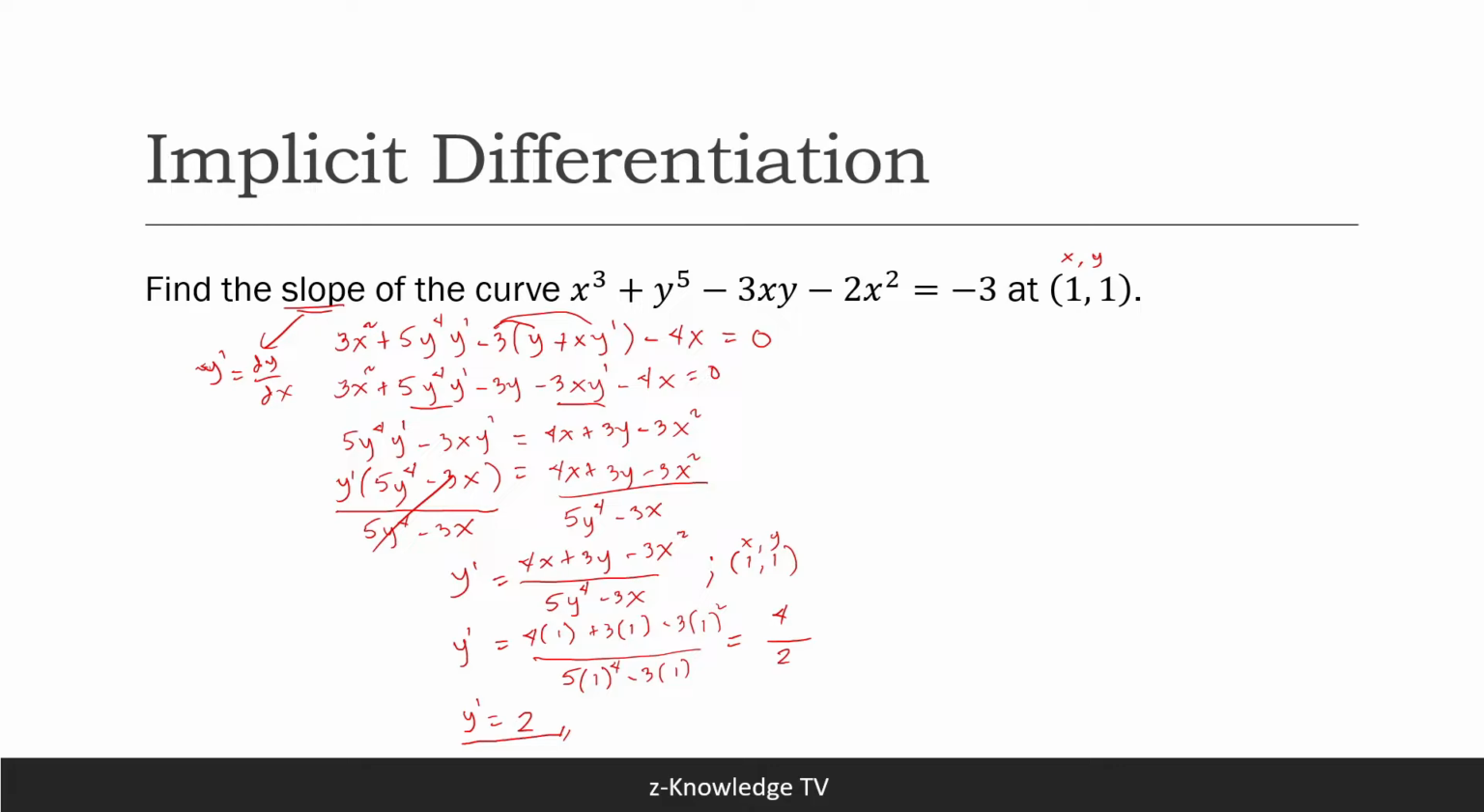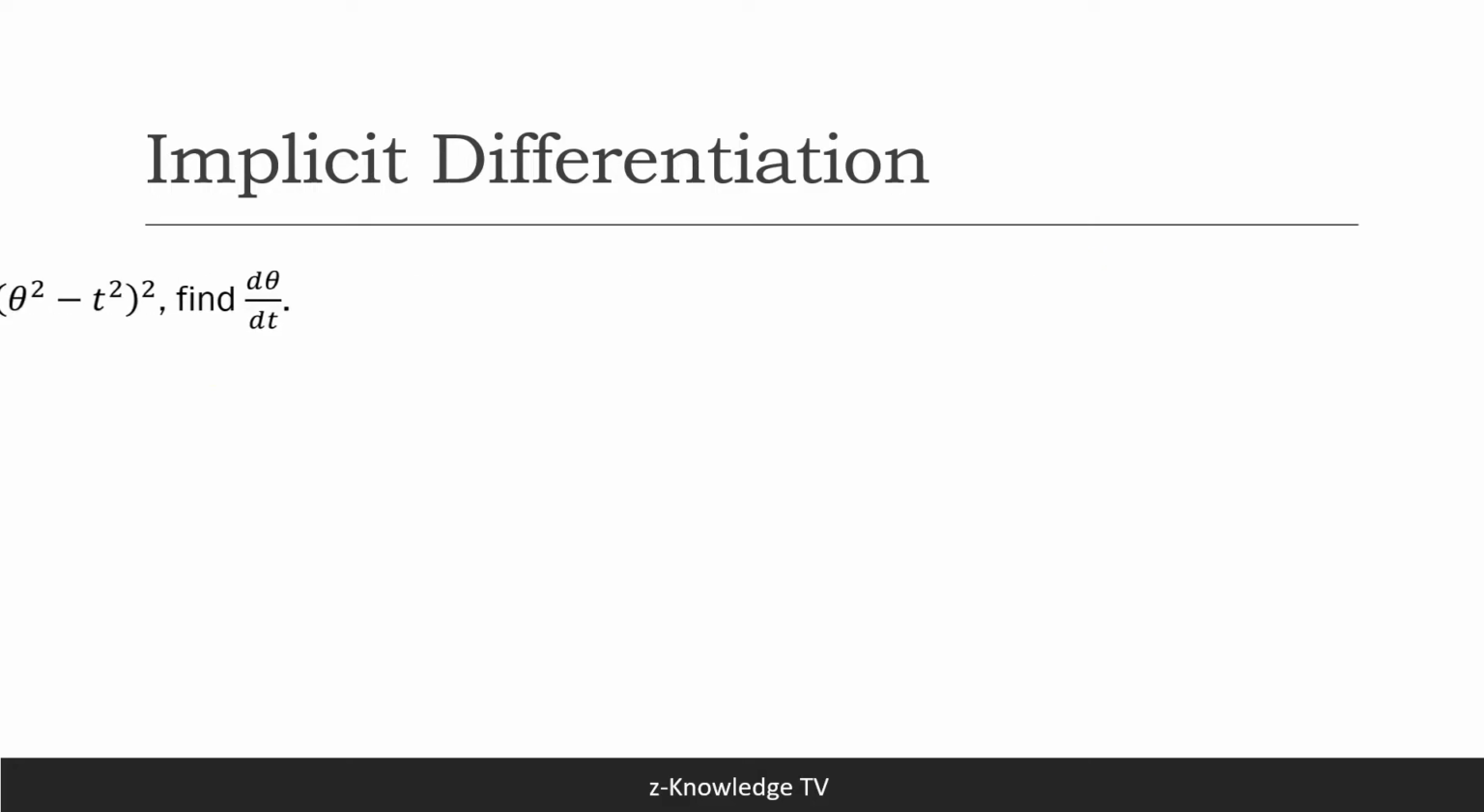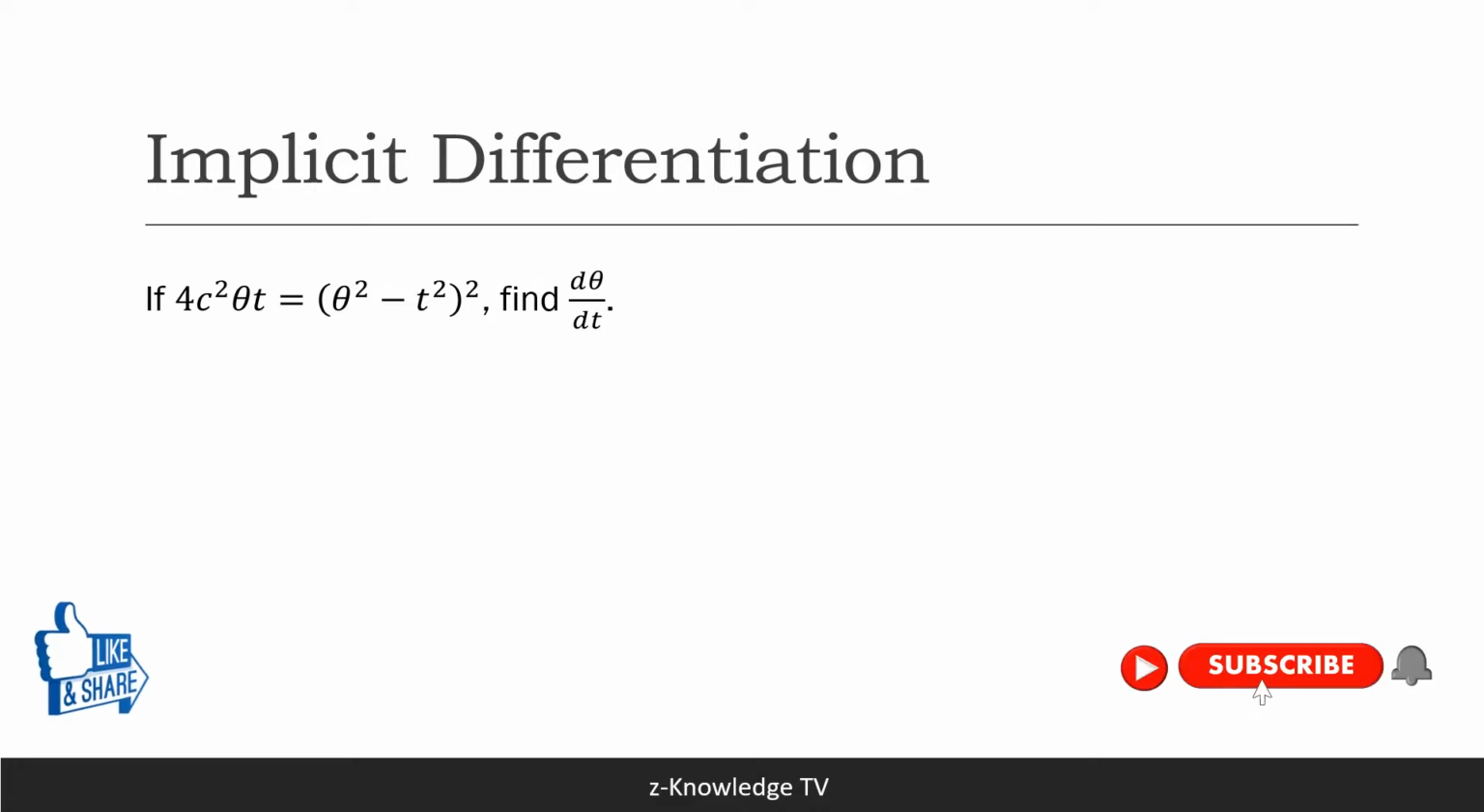Okay? So, next. Paano naman kapag ganito equation? If 4c squared theta t is equal to theta squared minus t squared squared, find d theta over dt. Okay. So, ang kukuhanin natin talaga dito is derivative ng theta in terms or with respect to t. Okay? And then, si C, i-assume natin as constant. Okay? So, derivative natin.